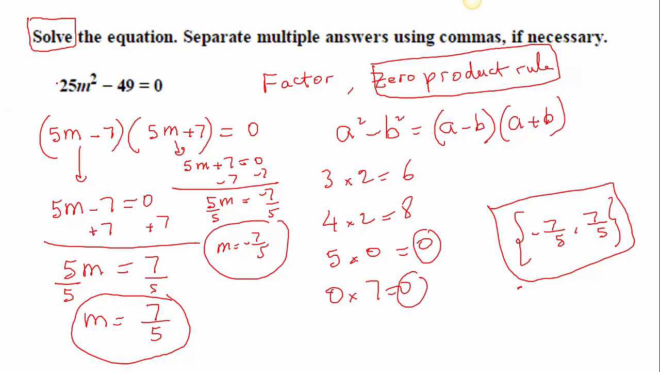You can go back and check. What is 7 over 5 squared? 7 times 7, 49 over 25. The 25 will cancel. 49 minus 49, 0. Negative 7 over 5: when you square a negative, it becomes positive. So you're going to end up with 49 over 25 again. 25 will cancel. 49 minus 49 is 0. That's how you check your work. By checking, you take the value, substitute it in the original equation, and see if you get 0. And we got 0 on both attempts.